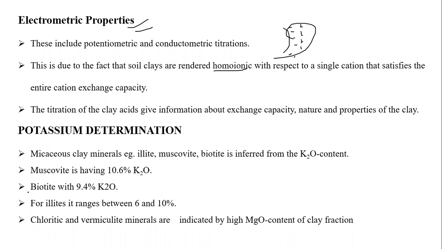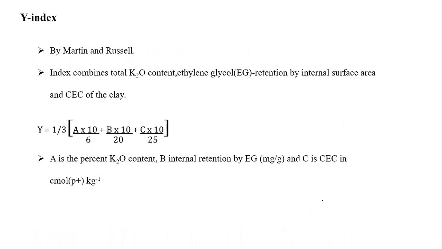For example, muscovite and biotite have potassium of 9.4% and 10.4% respectively. For illite, it ranges from 6 to 10%. Chlorite and vermiculite minerals are indicated by the magnesium oxide content also. So based on the potassium mineral, we can identify what kind of potassium is there.